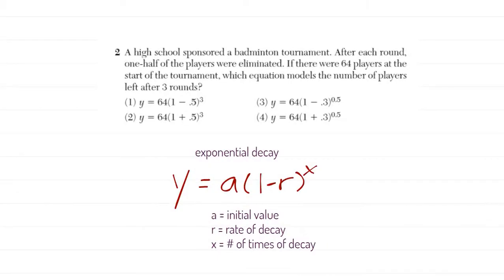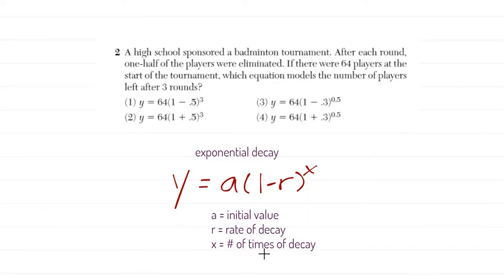Number 2 is an example of exponential decay, and we have to write an equation that represents what's going on in this situation. So I've written the equation down here. You definitely need to remember this. You have to remember this. You're going to see it again. What the A represents is the initial value, R is the rate of decay, and X is just how many times it's decaying.